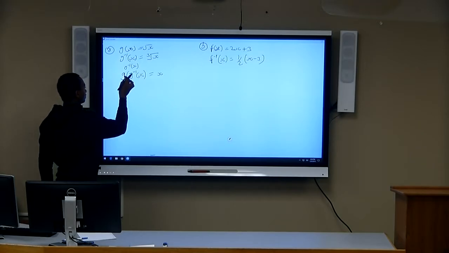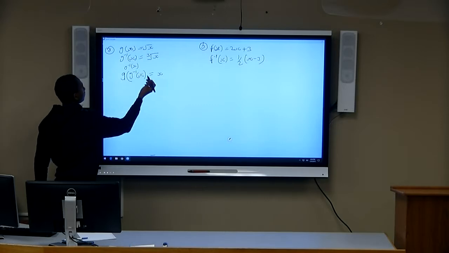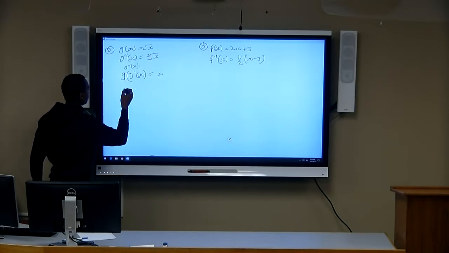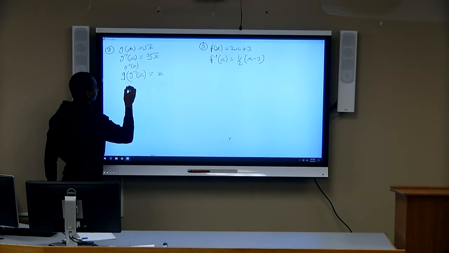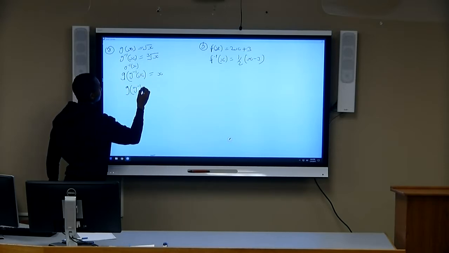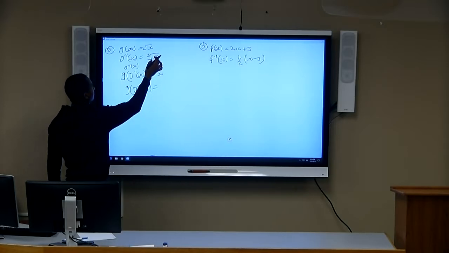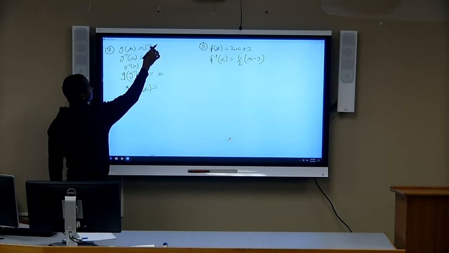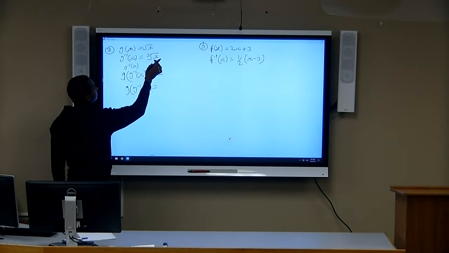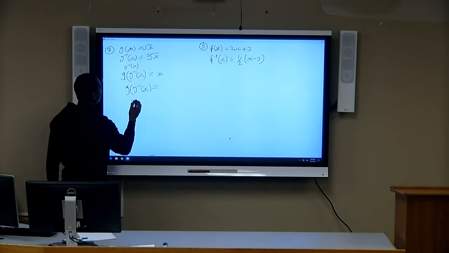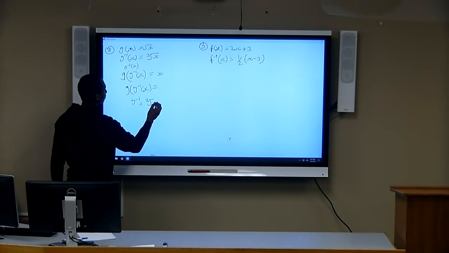So we're going to do this thing, g circle g inverse of x should be equal to x. So this is g inverse, this is g. Okay. So g circle g inverse of x is going to be equal to, we put g inverse inside g. This is g. G is the square root of x. So we're going to put g inverse into this. So g inverse is equal to cube root of x.